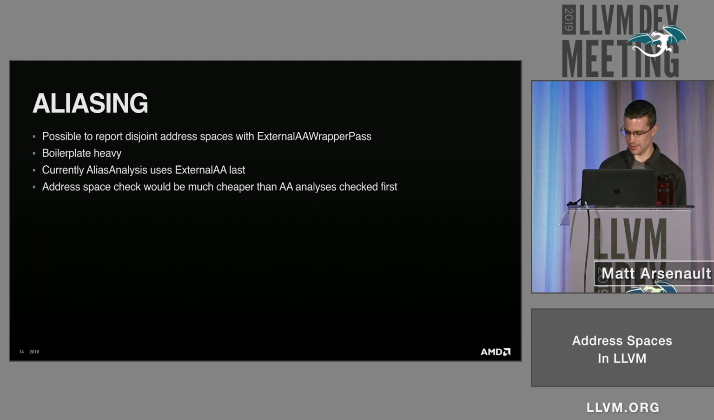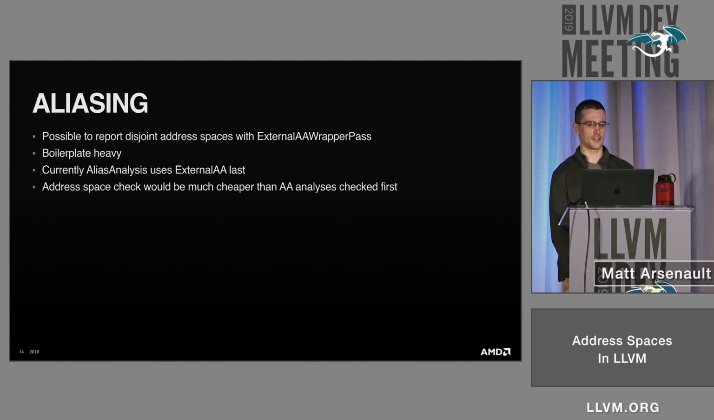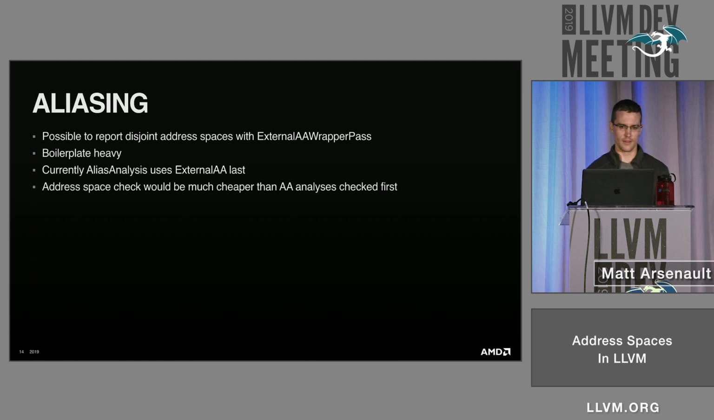So a frequently asked question on the mailing list is about address space alias analysis, and it is possible to handle this today. There is this thing called the external AA wrapper pass, where you can put whatever you want into it, including address space checks. It's a bit boilerplate heavy. It requires a full pass, and there's a lot of extra code to write.